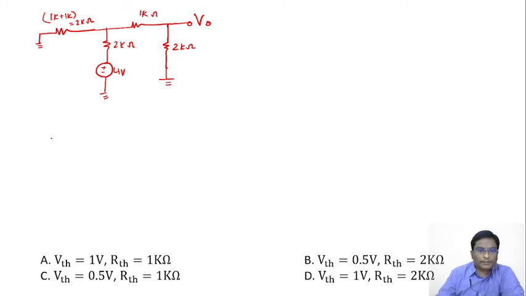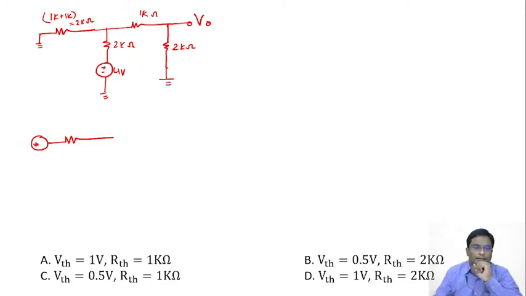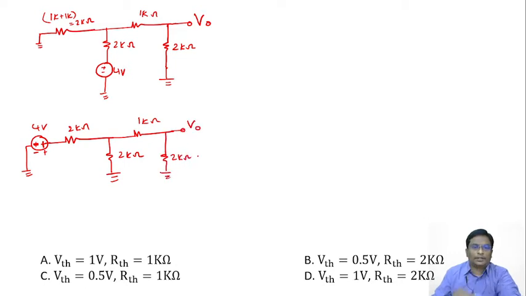If I simplify, it is the simple question of solving for Thevenin. This branch, I'm just rearranging. This seems like a 4 volt source. This is minus, this is plus 4 volts. This is grounded, say 2 kilo ohms. This is a 2 kilo ohms connected to ground. This is a 1 kilo ohm. Simple. This is V0. They're asking us to determine what is the VTH and what is the RTH.